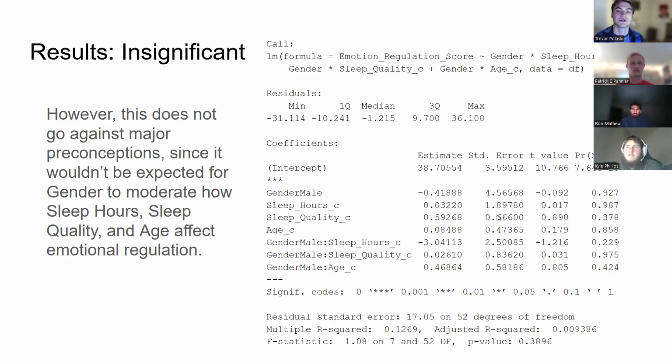As we can see, the interaction terms for all of these have very, very high p-values. So they are not able to influence how those predictors predict emotional regulation. However, this doesn't go against any of our major preconceptions, since we wouldn't expect gender to moderate how those things affect emotional regulation.